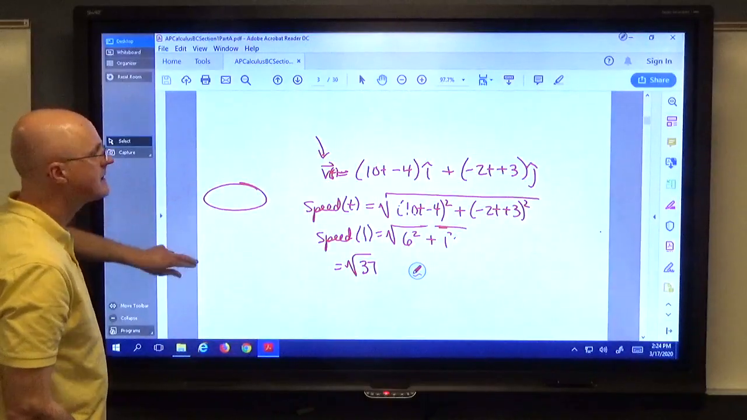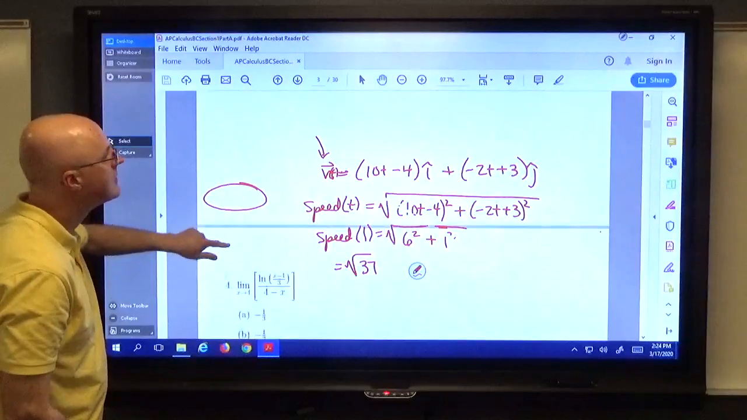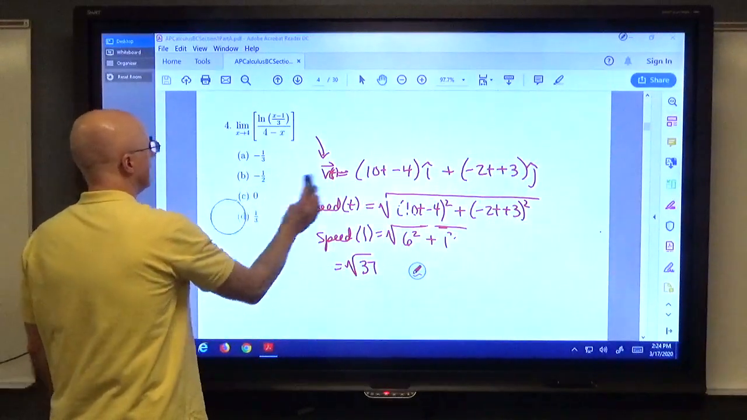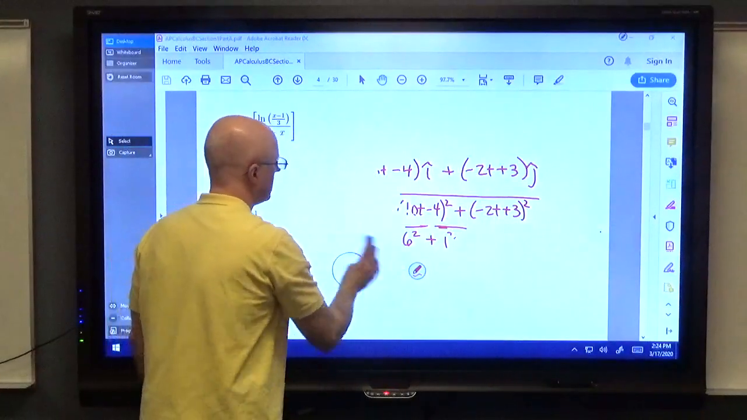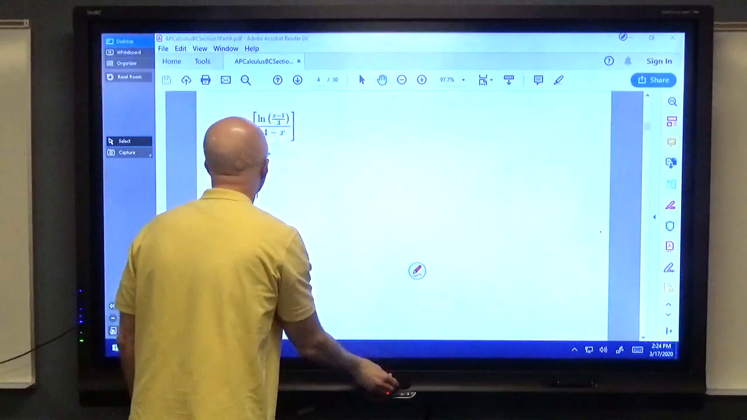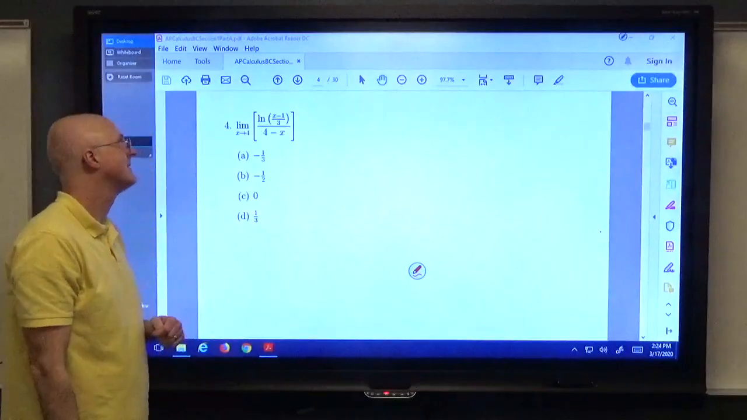On to number 4. Oh, kind of a nasty looking limit problem. Can't plug in 4, right? You'd be dividing by 0.